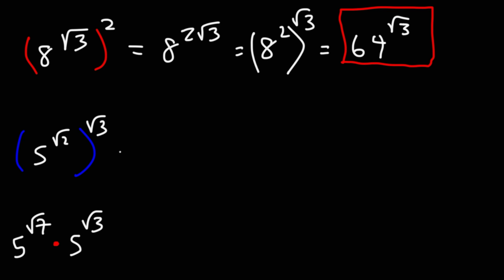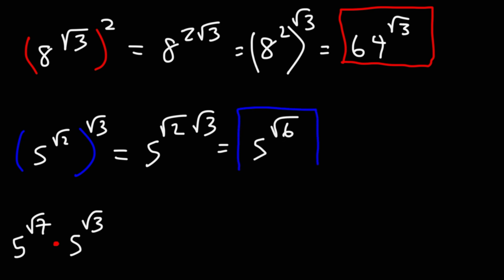Now for the next one, we have an exponent raised to another exponent, so we can multiply them together. So this is 5 to the square root 2 times square root 3. Because these square roots have the same index number, which is an invisible 2, we can multiply what's inside of the square root. So that's 2 times 3, which is 6. So our final answer for that one is 5 to the square root 6.